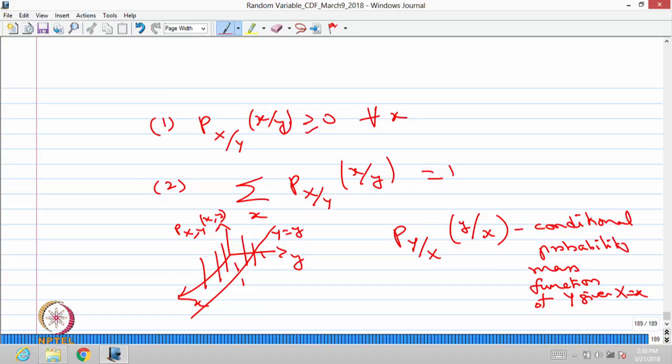So, this also can be visualized by making X equal to small x. So, this is a line X equal to small x. You collect all the possibilities of probabilities when X is equal to small x from the joint probability mass function. You normalize it. Therefore, you may get the conditional distribution of y given X equal to small x. So, this can be visualized only for two dimensional random variables.